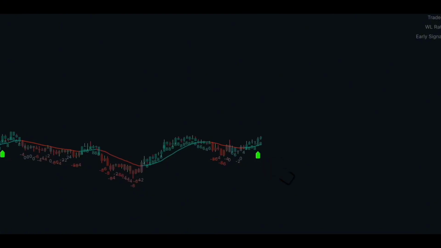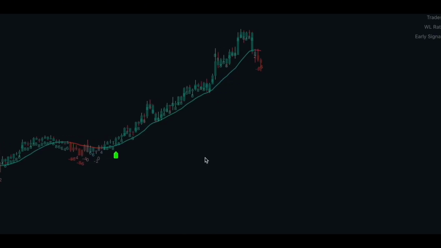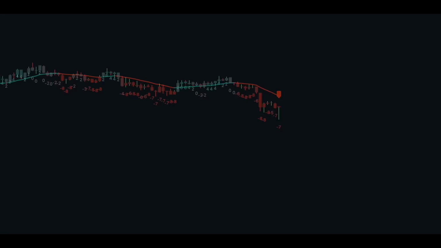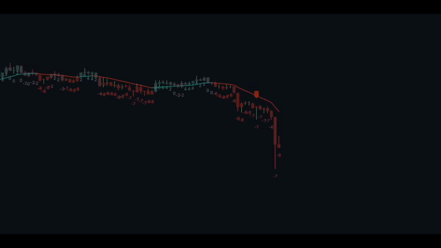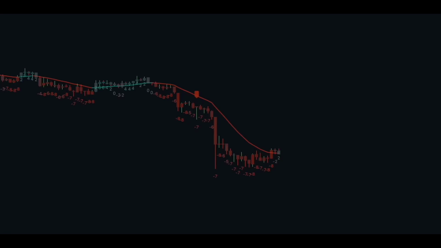Open a long trade once a buy alert is received and close a winning trade when the candlestick closes below the machine learning moving average. The opposite rules apply to short positions. Test this strategy out in different markets and feel free to add extra confluences for more accurate signals.